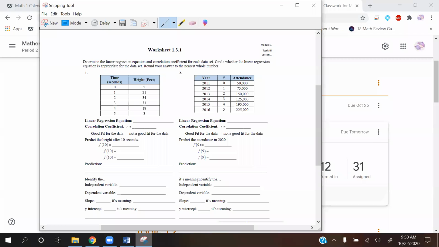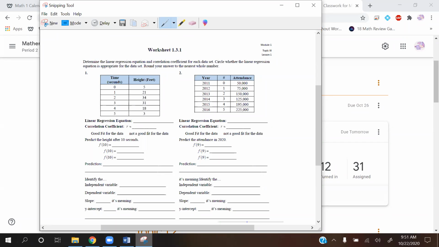All right, so we're looking at worksheet 1.3.1, and we're going to do two problems together so that you guys can get started on this. For these problems, we're going to determine the linear regression equation and correlation coefficient for each data set. Circle whether the linear regression equation is appropriate for the data set. Round your answer to the nearest whole number.